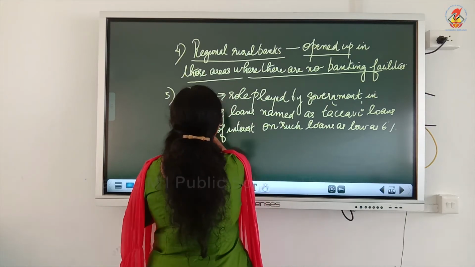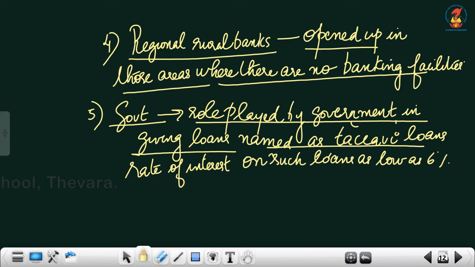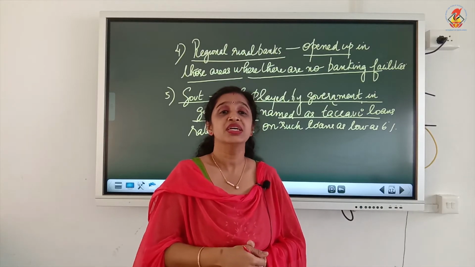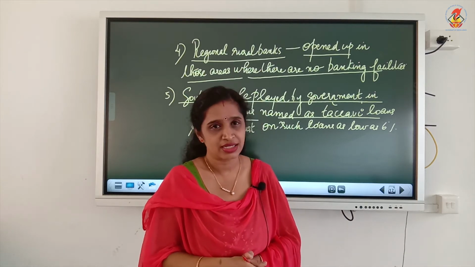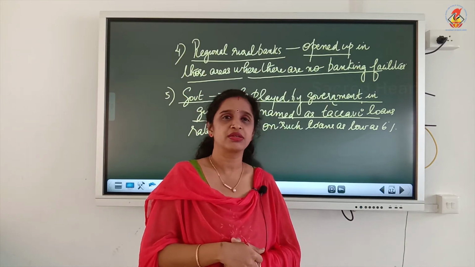Then comes the role played by the government. Role played by the government in giving loans or credit facilities to the farmers. They are named as Takavi loans. What is that kind of loan? It is given during emergency situations like flood, famine, etc., during the natural hazards. So during those times, loans are provided to the farmers by the government.